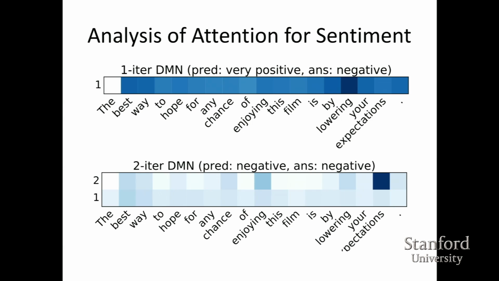All right, here's another fun example. The best way to hope for any chance of enjoying this film is by lowering your expectations. In the beginning here, it pays a little bit of attention to a lot of different things, but everything pales in comparison to the second pass where it really focuses on the expectations, a little bit that they're lowered, and realizes this is actually negative now. And when I say realizes, I'm anthropomorphizing a little bit here, so it just classifies it correctly. Yeah.